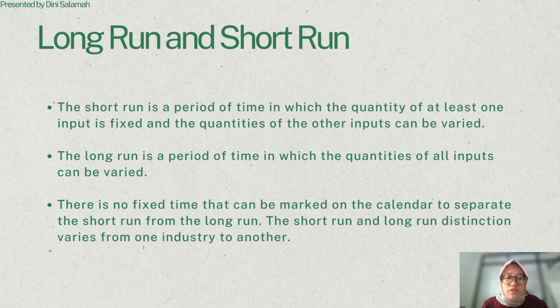What is the difference between long run and short run? Short run is the period of time in which the quantity of at least one input is fixed and the other inputs are variable. But in the long run, all variables are varied. And also there is no fixed time between the short run and the long run. Maybe the long run is more than 1 year and the short run is less than 1 year.